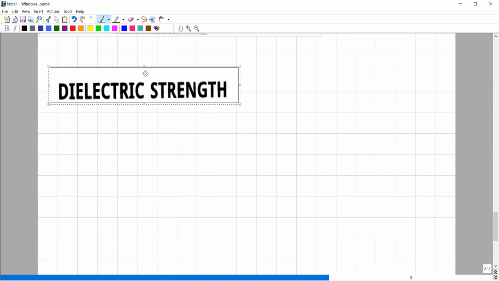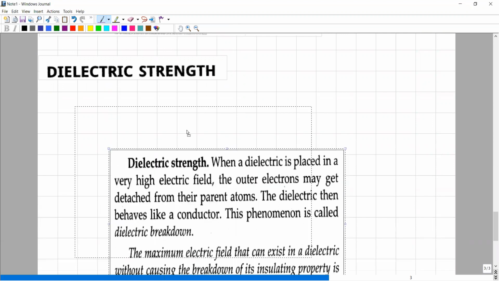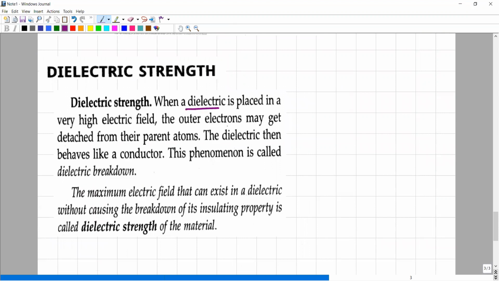Our next topic is dielectric strength. Now every dielectric will have some strength. A strength means how much external electric field it can tolerate. When a dielectric, again an insulator, is placed in a very high electric field, the outer electrons may get detached from their parent atom, and the dielectric then behaves like a conductor. You see, dielectrics are insulators, and the insulator can then start behaving like a conductor.